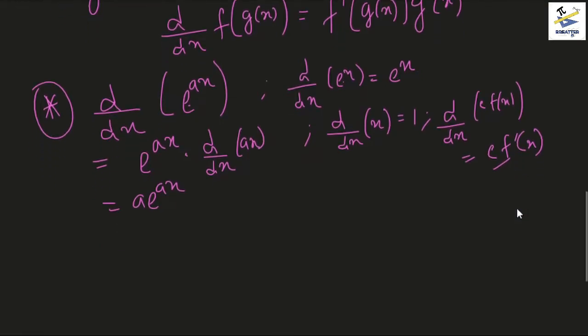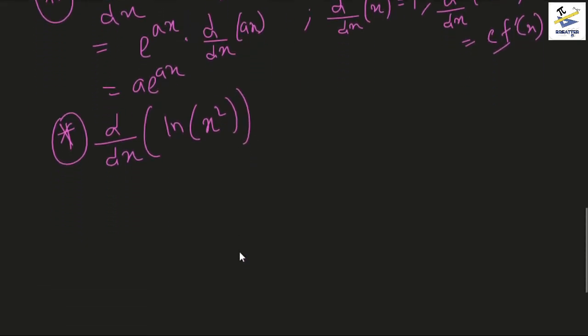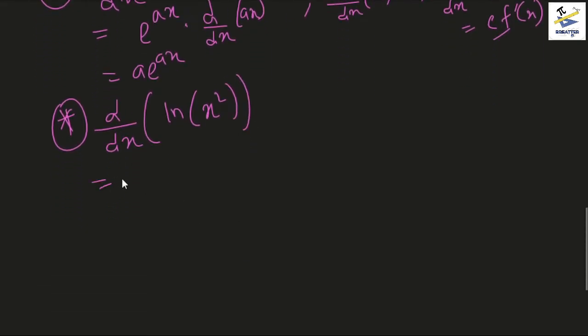Okay, next example. Because the more examples we do, the easier it will be for you to understand. d/dx of ln of, let's say, x squared. So how do we do this? Well, first we try to think what the d/dx of ln of x is, because the first function is ln of x, right? So d/dx of ln of x is equal to 1 by x, right?